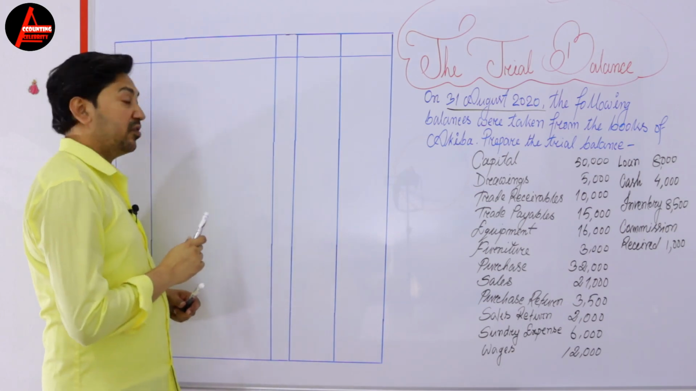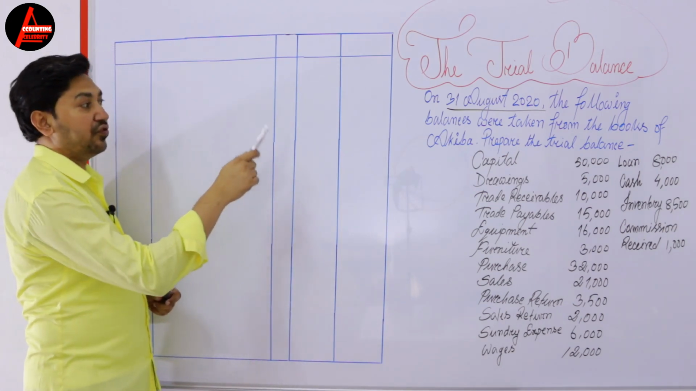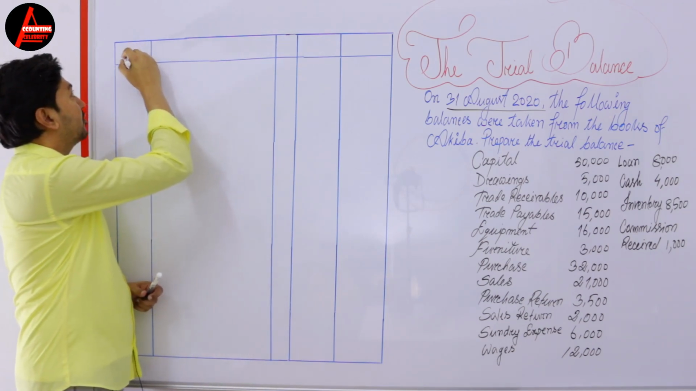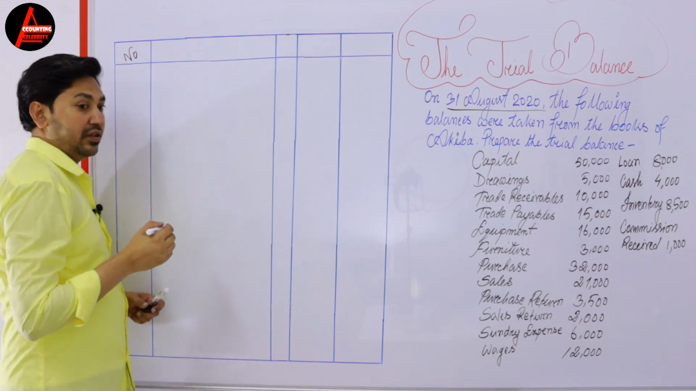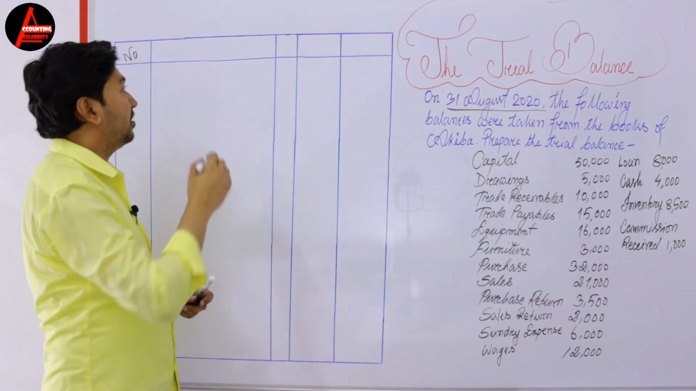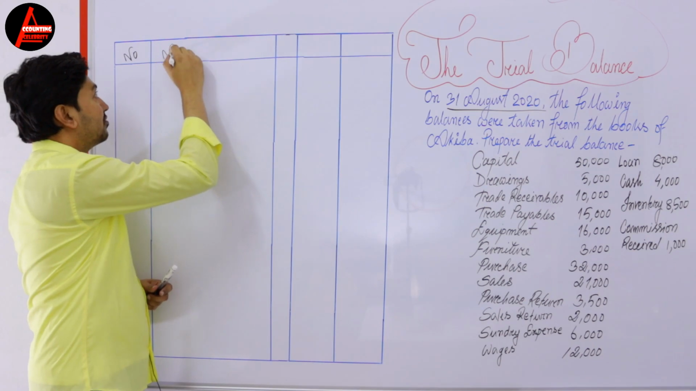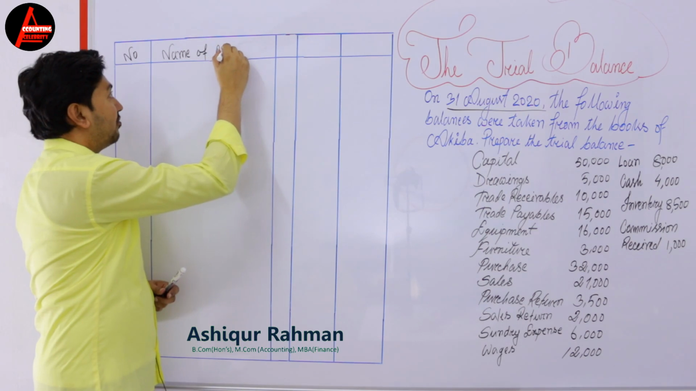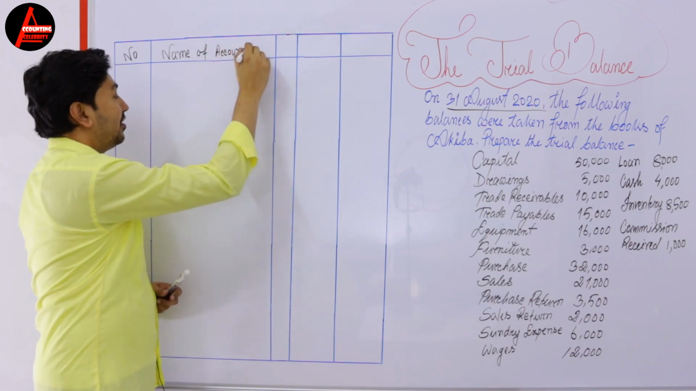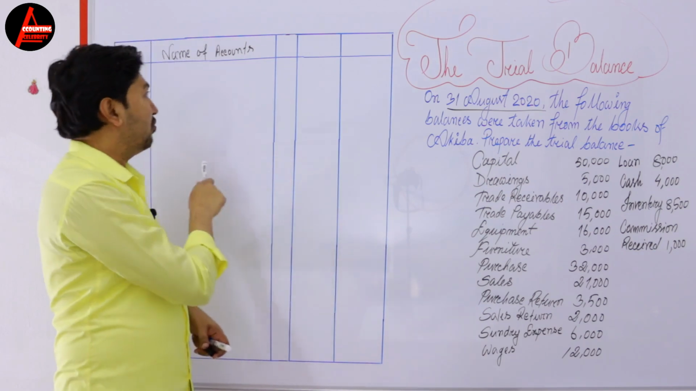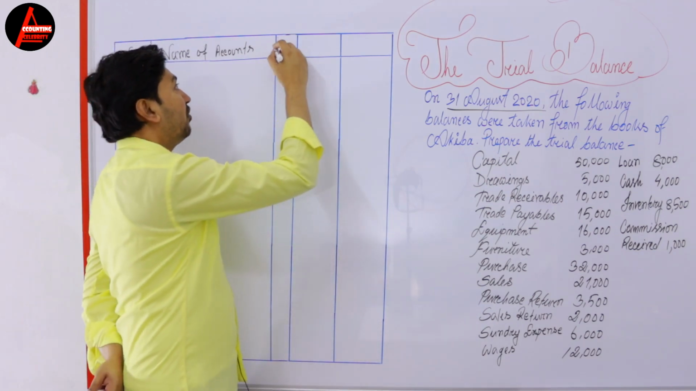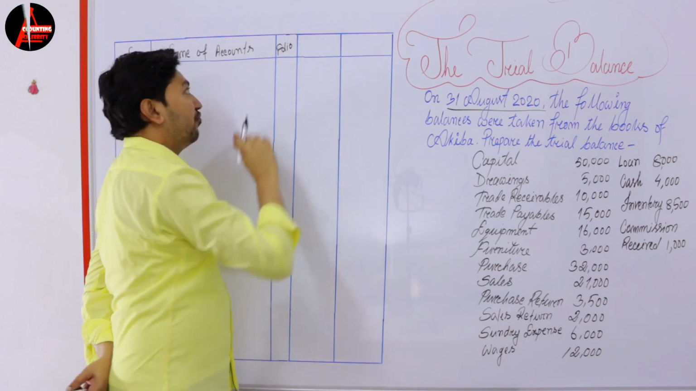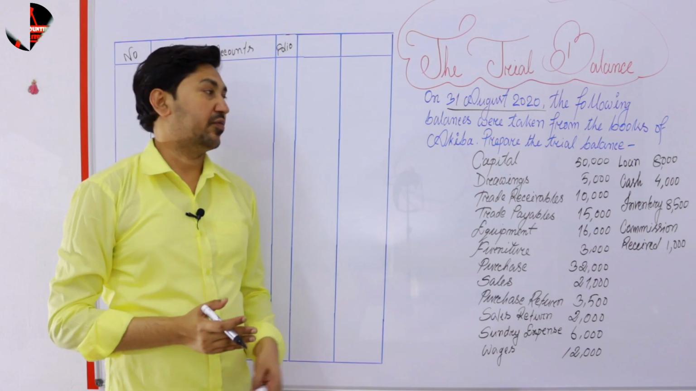This is the format of a trial balance. It has 1, 2, 3, 4, 5 columns. What to write in the first column? Number. Then you have to write the name of accounts. Okay, this account's name you will write here. Then this is folio. Folio is a reference number from the ledgers.